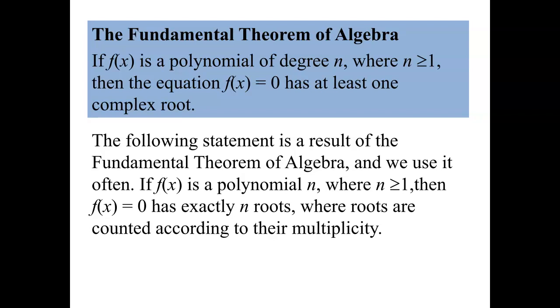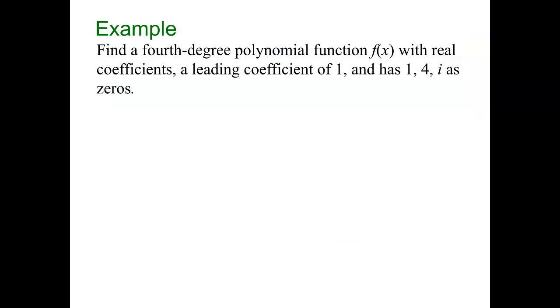So that statement leads into that idea of the number of roots has to equal the degree. They have to be the same. And then roots counted according to their multiplicity. If we have a root that shows up more than once, then it counts towards that total. So this question is basically asking us to go into reverse, but we have to keep in mind that fundamental theorem and that conjugate nature of imaginary roots.